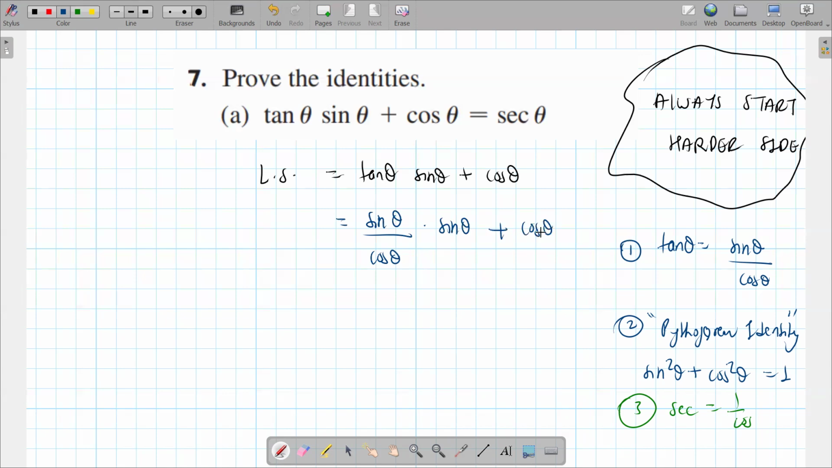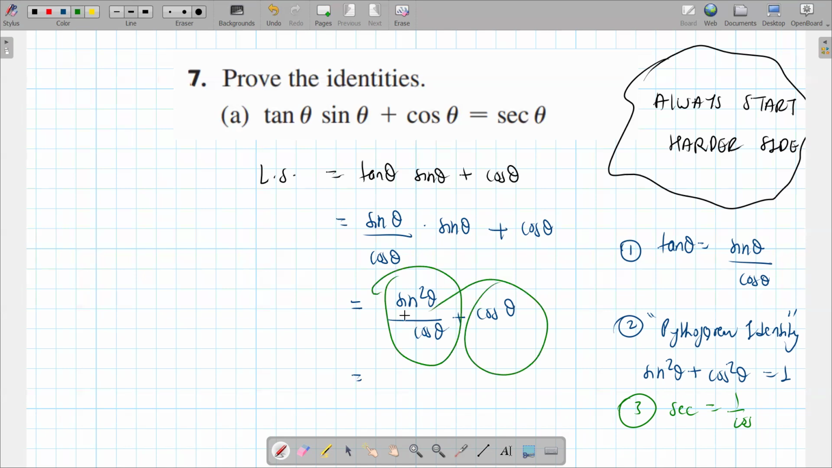Sine times sine is sine squared. So this is what we have so far, right? Now there's only one thing we can do. There's a fraction here. This one, there's no fraction. So what's the only thing we can do here if I'm going to combine the fractions?